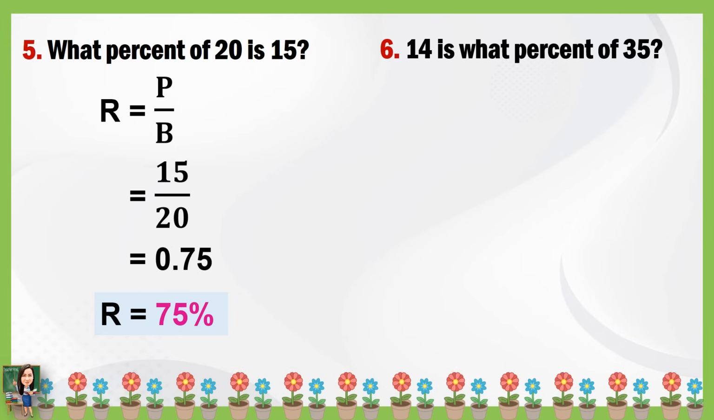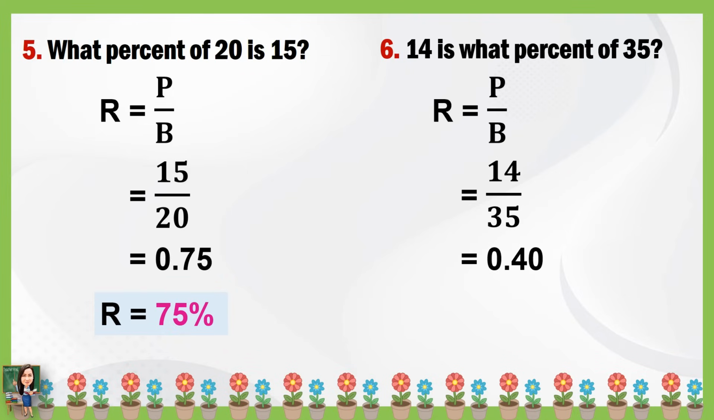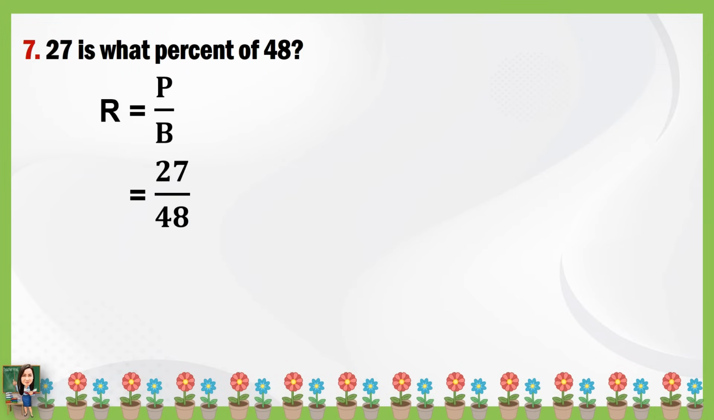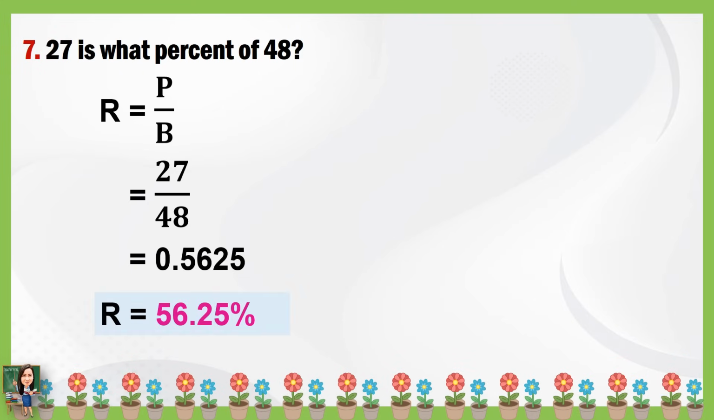Number 6. 14 is what percent of 35? Use this formula. 14 divided by 35 equals 40 hundredths. The rate is 40%. Number 7. 27 is what percent of 48? Use this formula. 27 divided by 48 equals 5,625 ten-thousandths. The rate is 56.25%.